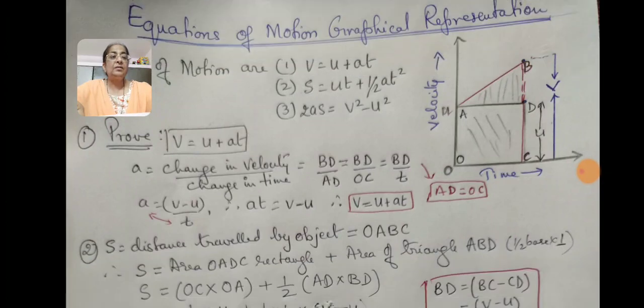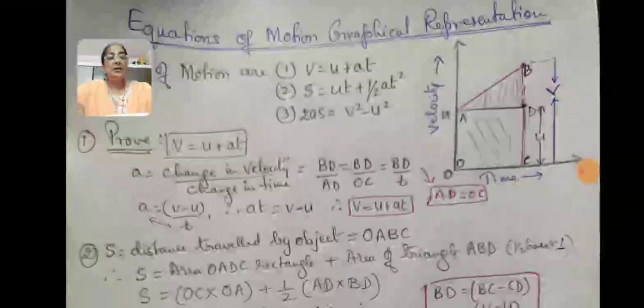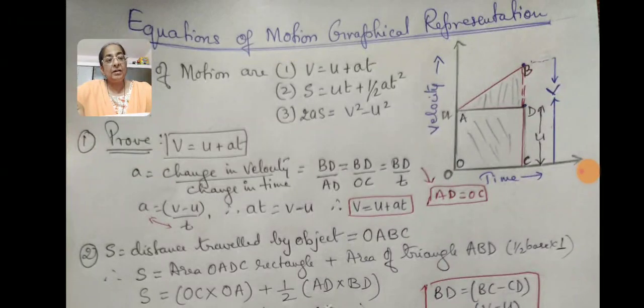So in this figure you can see there is a triangle, there is a rectangle. Now the whole area OABC is a trapezium, but OADC is a rectangle. Triangle is ABD and rectangle is OADC.